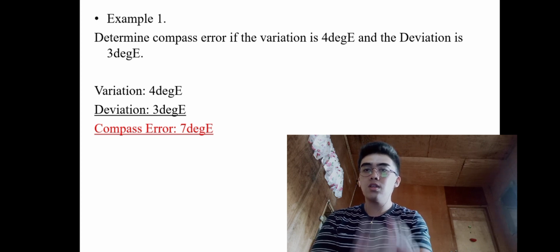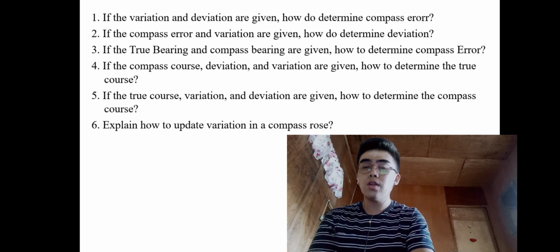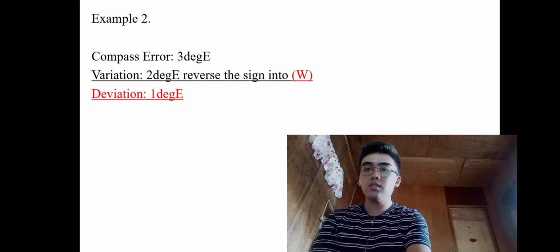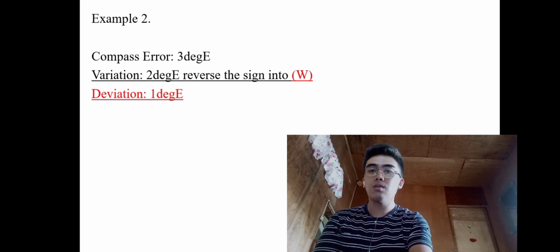So next question here is, if the compass error and the variation are given, how to determine the deviation? To determine the deviation, we must calculate the compass error and the variation. So here the example, we have 3 degrees east in compass error and the variation is 2 degrees east. Remember, in this situation, we must always reverse the sign into west if the variation is east. So we must subtract the compass error and the variation because they are unlike names. So the deviation here is 1 degree east. Why east? Because 3 is bigger than 2.